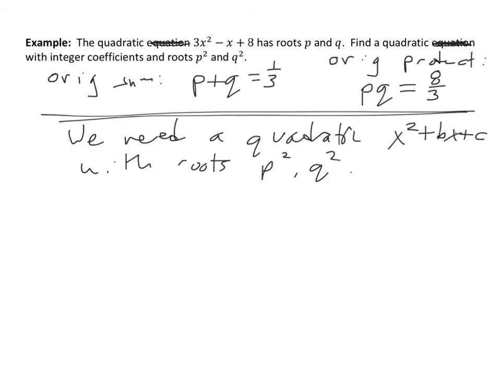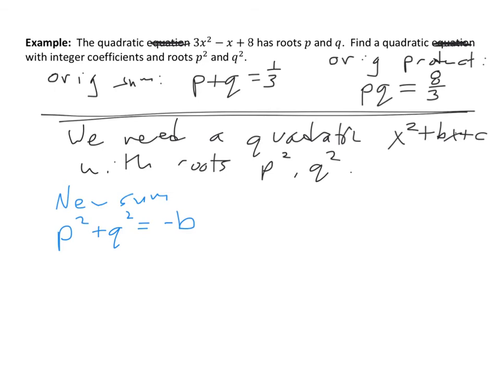So let's look at this like we did before. Let's look at the new sum. My new sum will be p squared plus q squared. And I know that that new sum is going to need to be negative b.